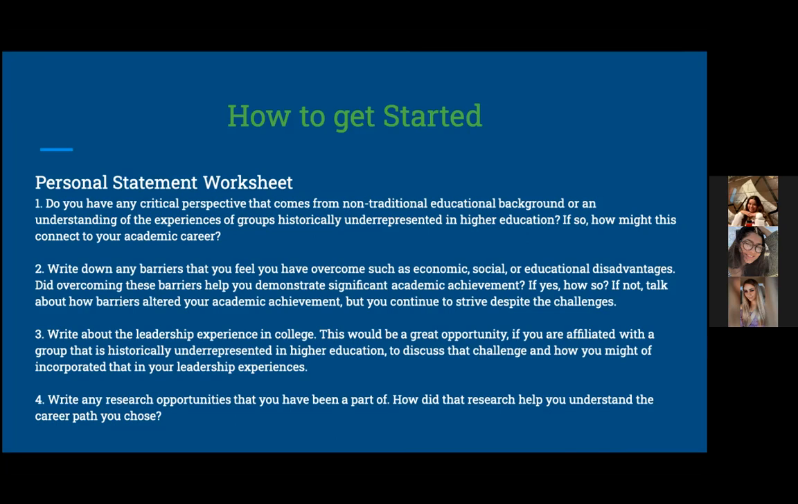You can write down any barriers that you feel like you've overcome. These can be economic, social, or educational disadvantages. Did you overcome these barriers? Did overcoming these barriers help you demonstrate any significant academic achievement? And if it did, how did it? And if it didn't, you can talk about how barriers altered your academic achievement, but you still continue to strive for success despite the challenges that you faced.